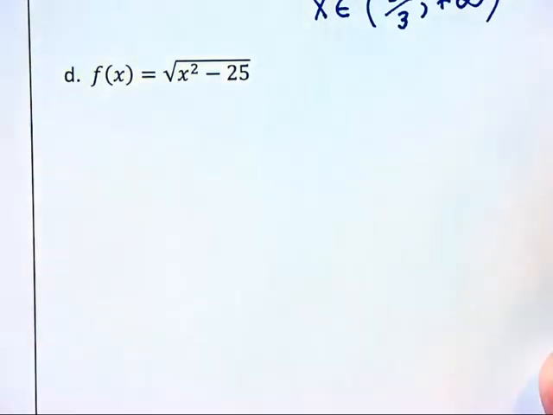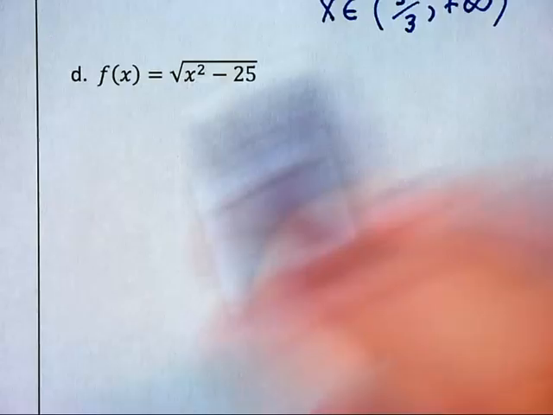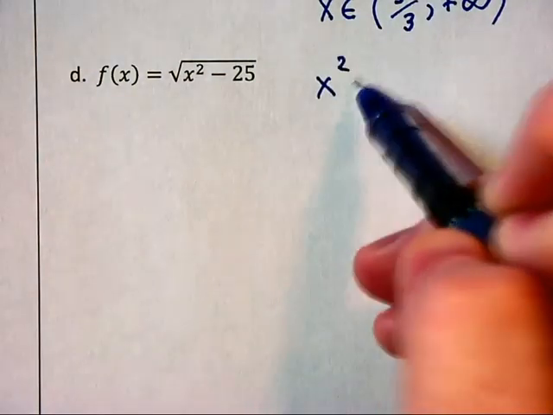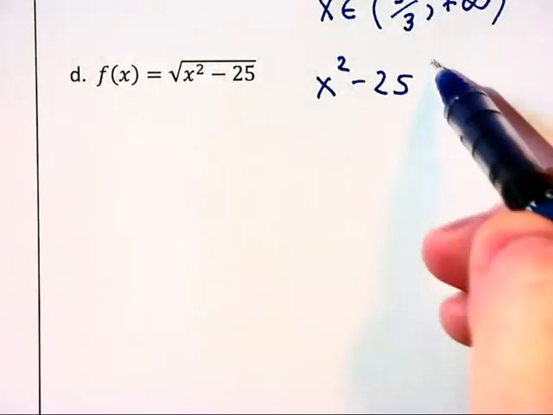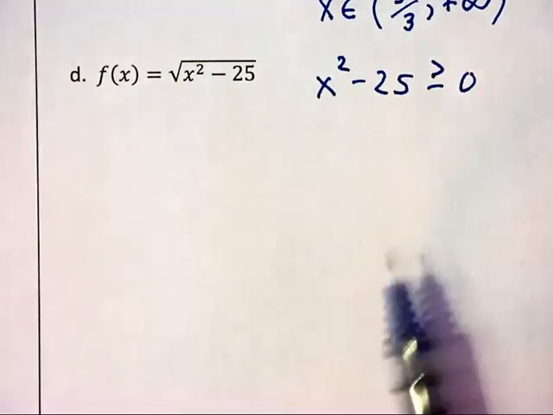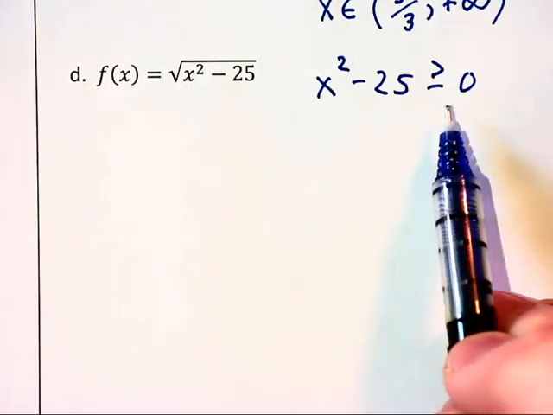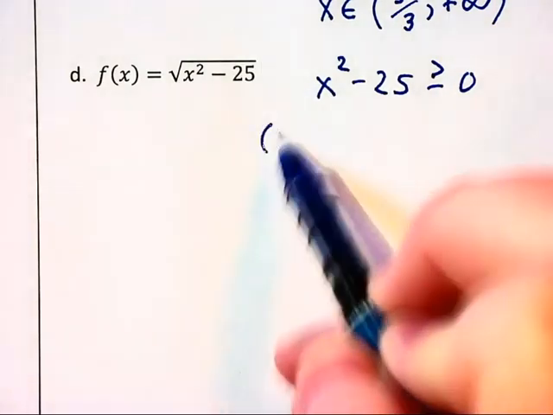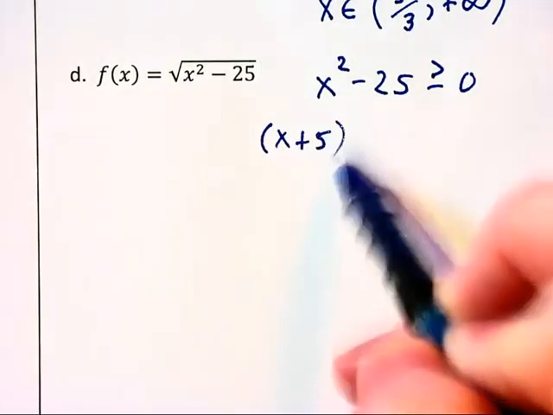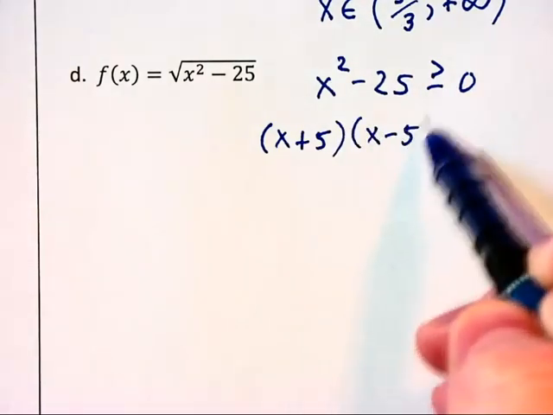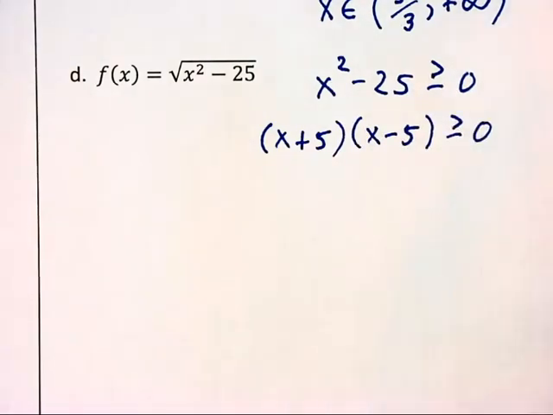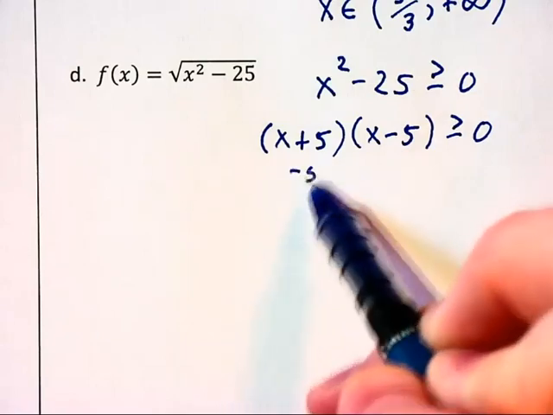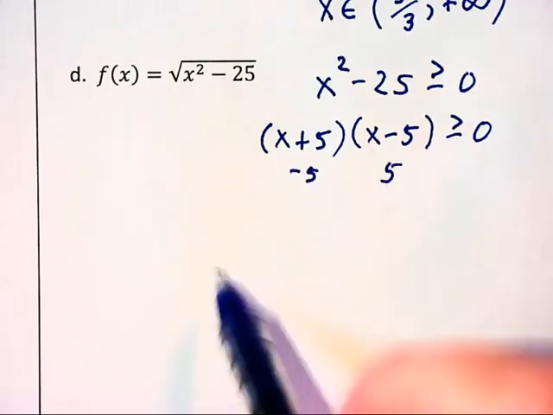And now in this final domain problem, with a square root again, we need to make sure that x squared minus 25 is greater than or equal to 0. But this time we have a quadratic inequality, so I'm going to factor this using the difference of two squares into x plus 5 times x minus 5 greater than or equal to 0. And our two critical values will be negative 5 and positive 5.